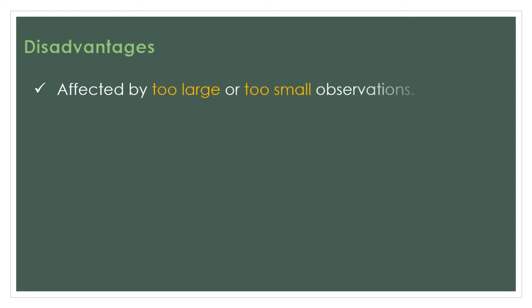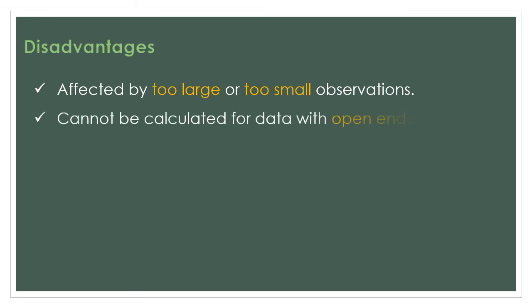The disadvantages. The first one: it is affected by too large or too small observations. If such observations are in the data, the answer is not accurate. It cannot be calculated for data with open-ended classes. Open-ended classes means the classes which do not have an end. As we know, we need a mid value for the class to calculate mean. Open-ended classes have no mid value. So in those cases, we cannot calculate mean.